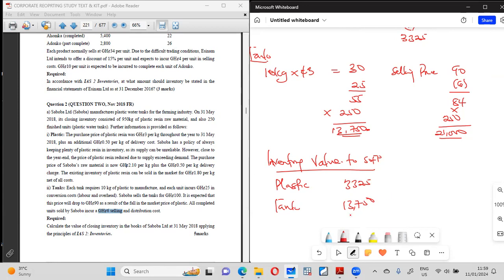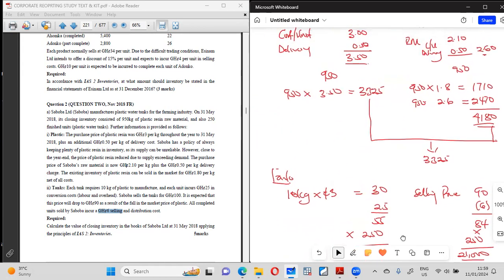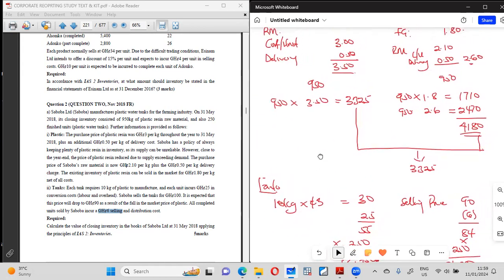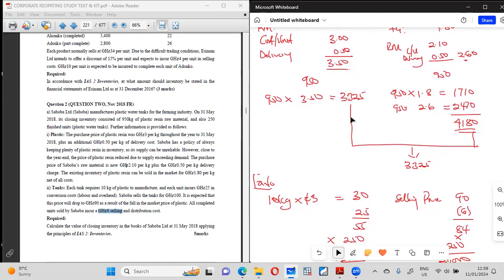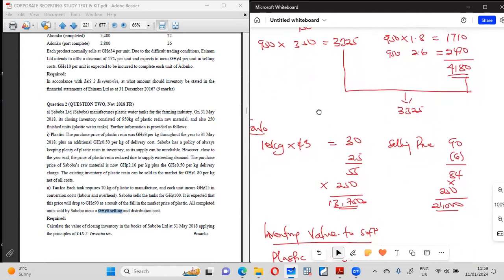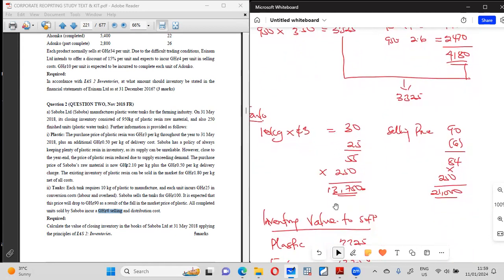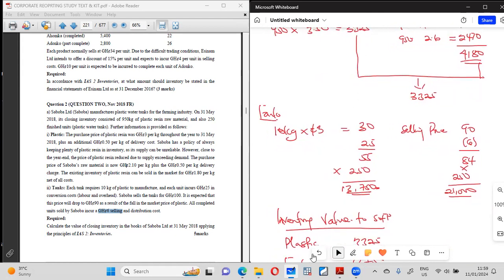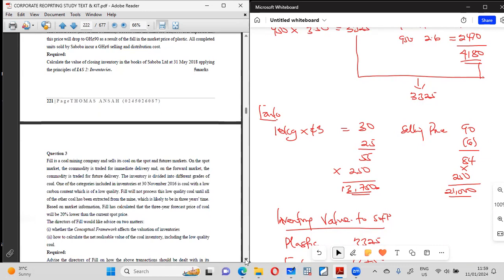Then we have 17,075. So this is what is going to our balance sheet. Now, if you want to do any concept of impairment, it means you need to look at the cost aspects. This is the cost, 3,325, and this is it. So we pick the cost, so there is no need for impairments. I mean, we didn't pick the net realizable values. The impairments were the answers.